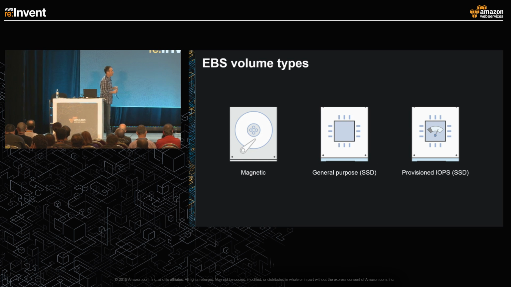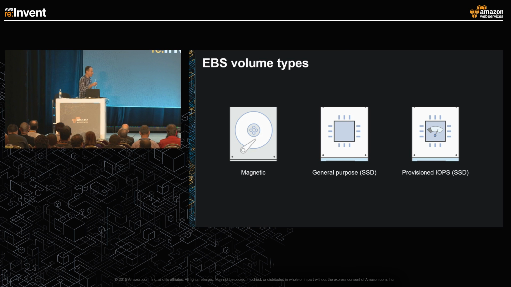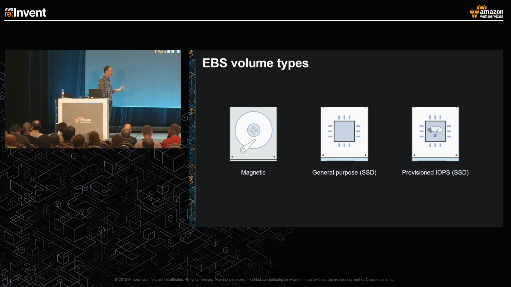EBS has a few different volume types. EBS magnetic, which is the original volume type, and 2 SSD-backed volume types, general purpose volumes, or GP2, and provisioned IOPS volumes, which we refer to as PIOPS.